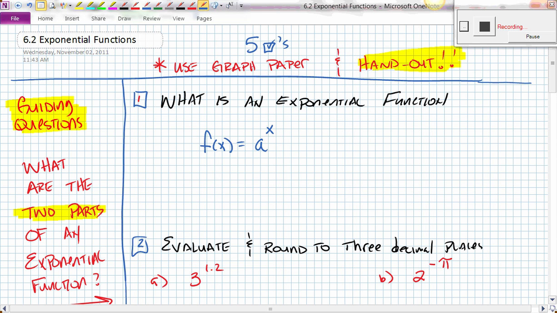There are two parts that we want to talk about. One part is this thing down here. That's called the base, as you could probably imagine. The base. And what would we call the x up here, since it's called an exponential function? What do you think? Yeah, that's not a big surprise, right? That's the exponent. So those are the two parts that we have of an exponential function. We have a base and we have an exponent.